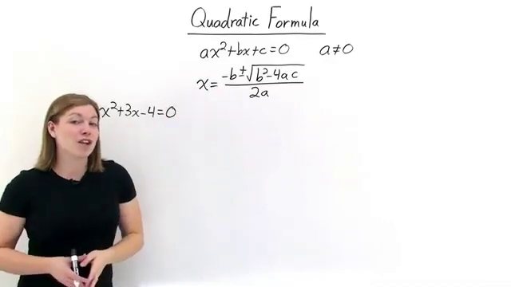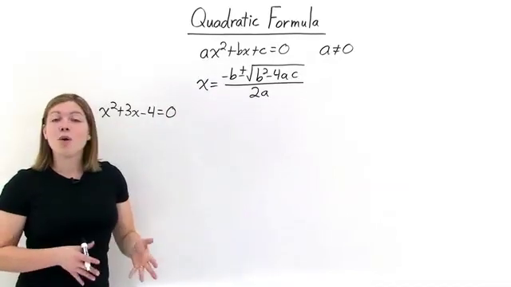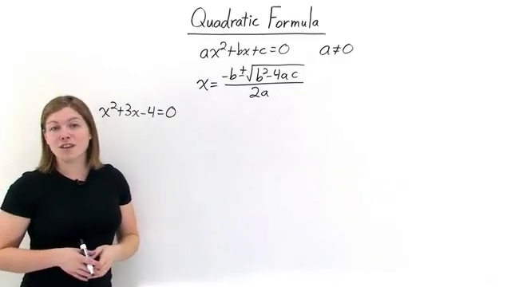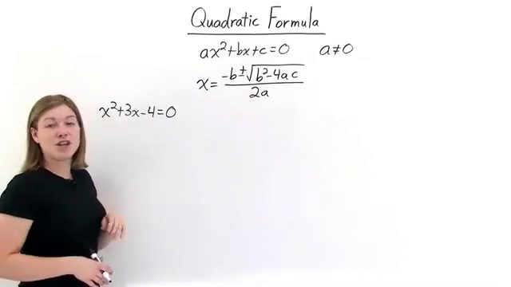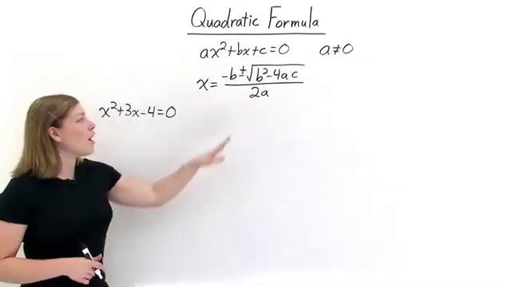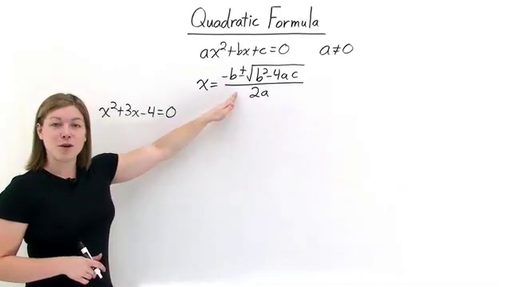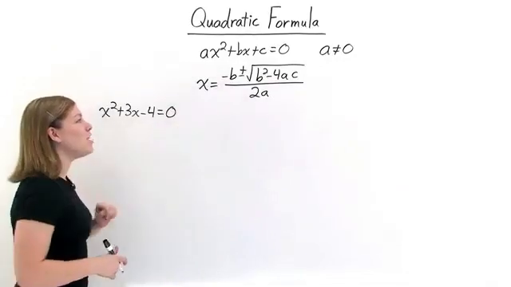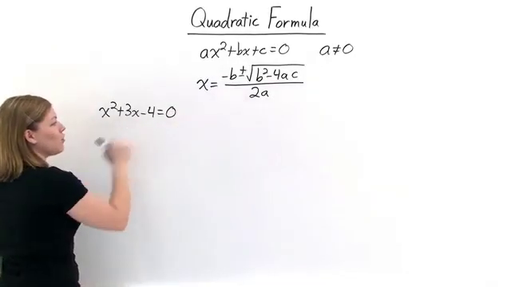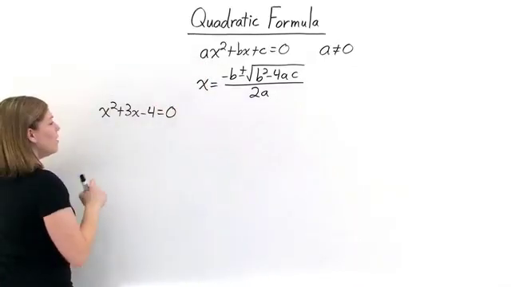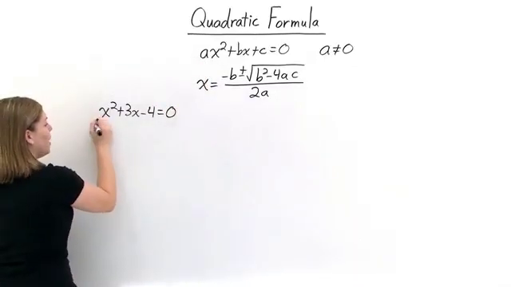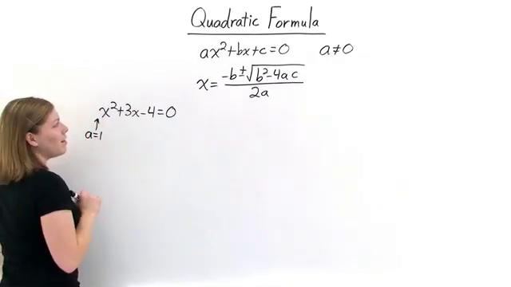Now, if your equation is not set equal to 0, you want to move everything to one side of the equal sign in order to make it equal to 0. Now, since our quadratic equation is set equal to 0, we can try to use the quadratic formula. So to do that, we need to identify a, b, and c in this quadratic equation. A is the coefficient in front of x squared. So here we have an invisible 1, which means that a is equal to 1.